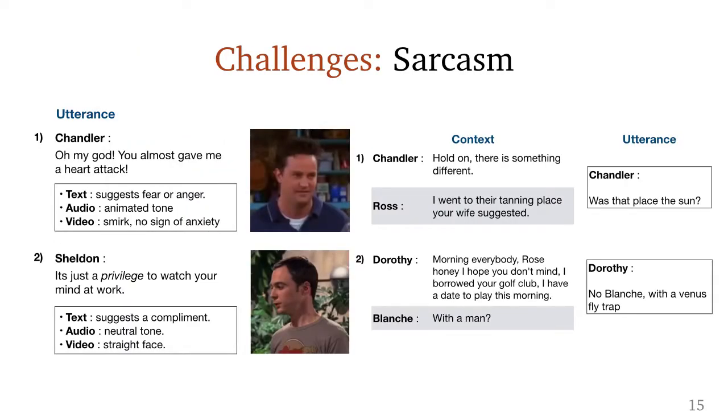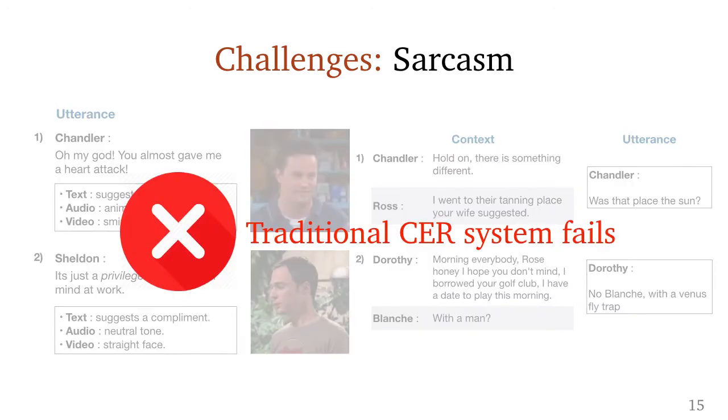Yes, so next challenge. Okay, sarcasm. Now, if you look at this example, these sentences in the conversation are very much contextual. To detect this sentence as sarcastic, you need to understand this conversation. And if your system does not have the ability to detect the sarcasm presented in the conversation, it will fail. It would not be able to detect the sentiment and emotion correctly. So the traditional ERC system fails basically for these things.